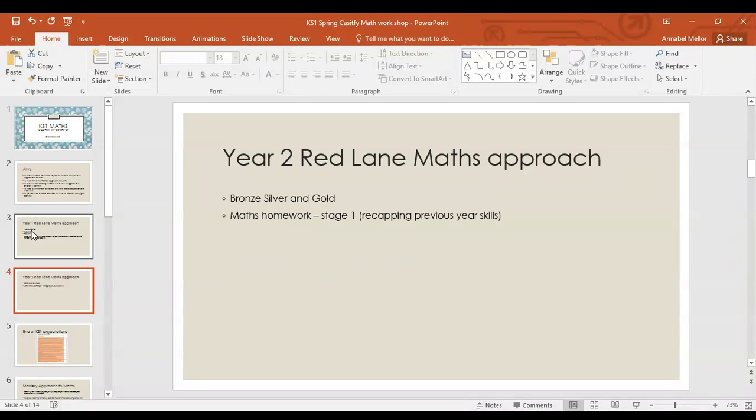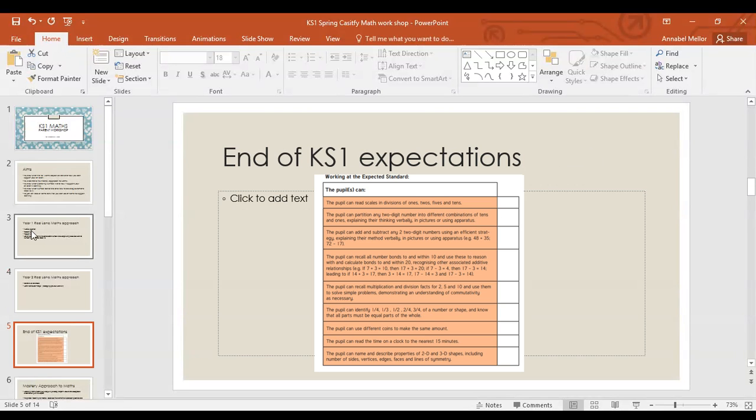In Year 2, we use the same approach, but we now call these bronze, silver and gold tests. Bronze focuses on the fluency element, silver and gold, the problem solving and reasoning. We use the White Rose program to support with our teaching of maths, and I'll go into detail of that a little bit later on. Maths homework, we use the Stage 1 to recap the previous year's skills so that children can keep going over to consolidate their knowledge.